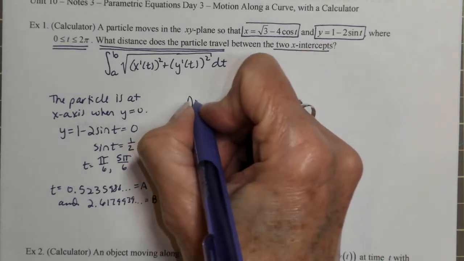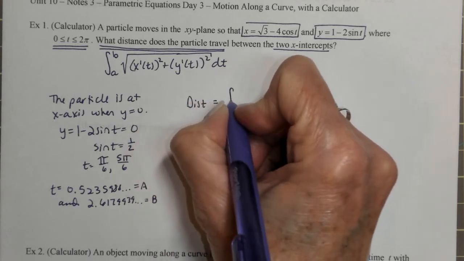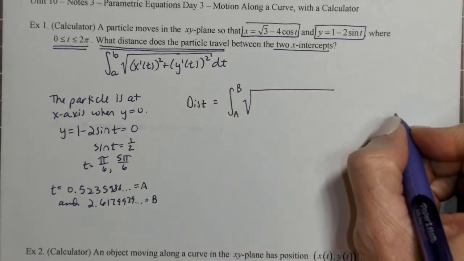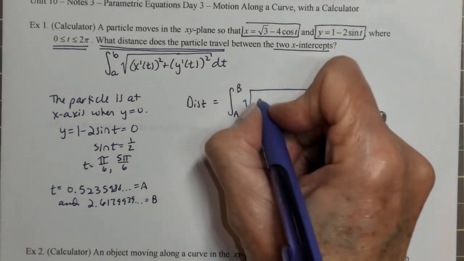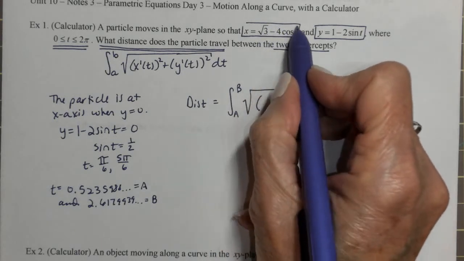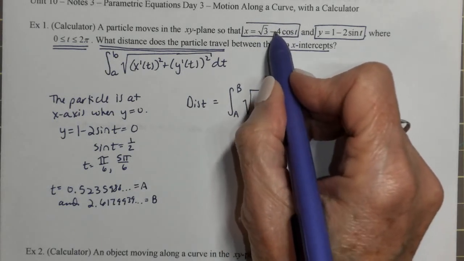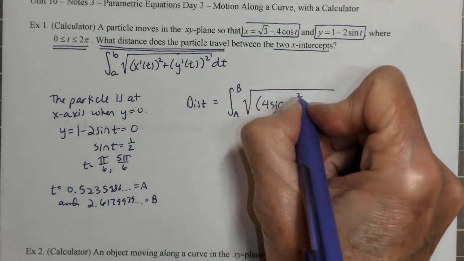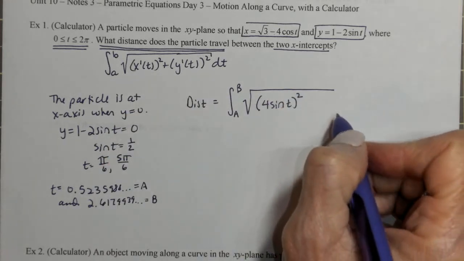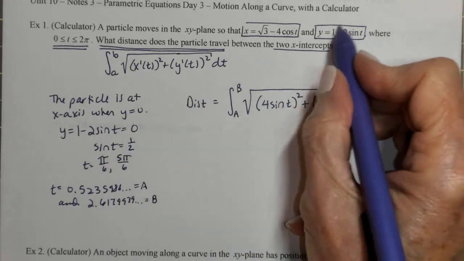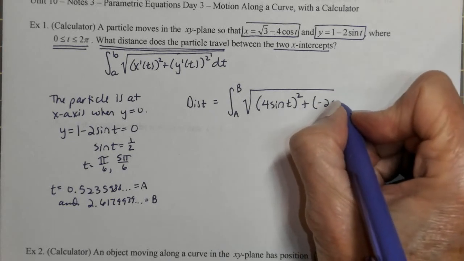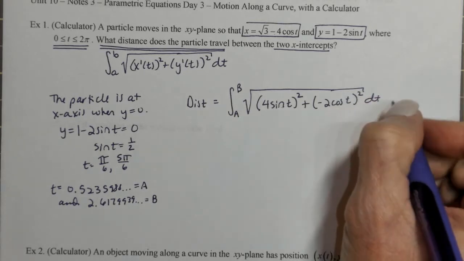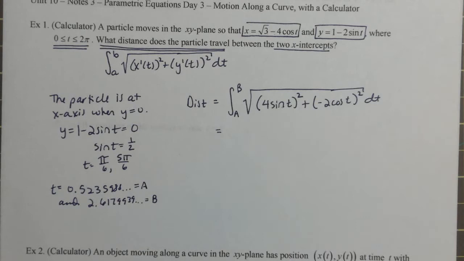So the distance will be the integral from A to B of, okay, I need x prime. What is x prime here? All right, x prime is going to be positive 4 sine t. And we square it because that's in the formula. Plus, now I need y prime. Y prime is going to be negative 2 cosine t.